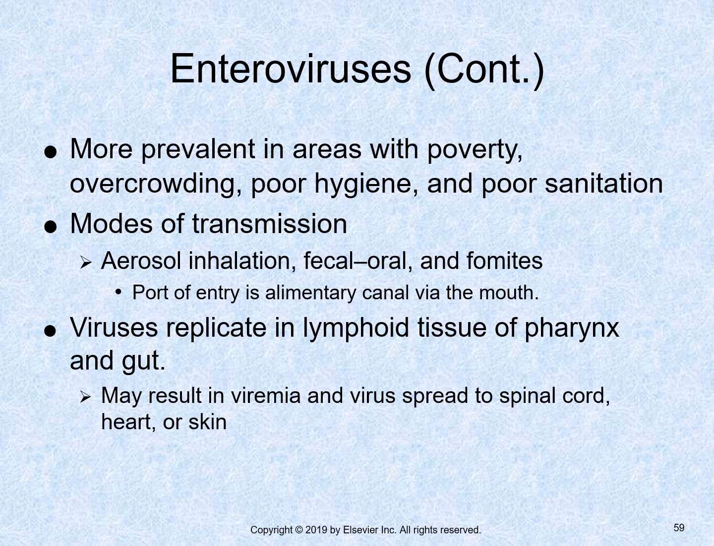Enteroviruses replicate in the lymphoid tissue of the pharynx and gut, and this may result in viremia and the virus spreading to the spinal cord, heart, or skin.